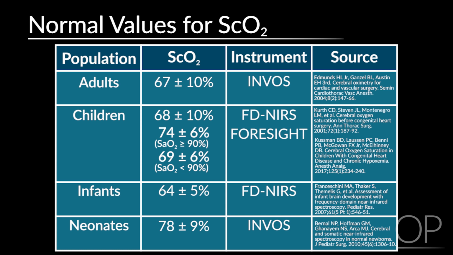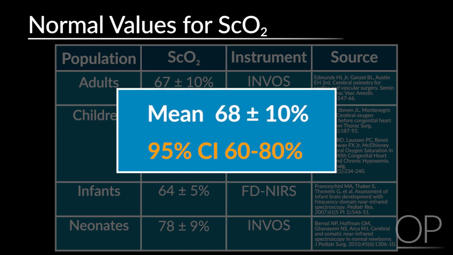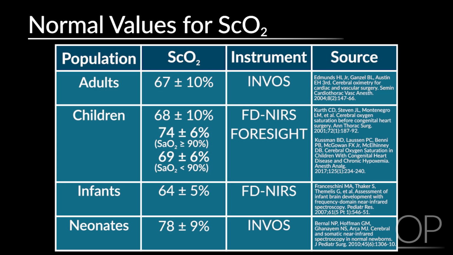So what are normal values for cerebral oxygen saturation? As you can see on this slide, saturation values have been measured in different populations with different instruments. But the average is about 68 plus or minus 10%, with 95% confidence intervals ranging from 60 to 80%. I'd like to point out two things on this slide. The first is that neonates have a slightly higher cerebral oxygen saturation value than infants. And patients with chronic hypoxemia, defined as a saturation below 90%, who are well compensated, should have cerebral oxygen saturation values within the range considered normal.